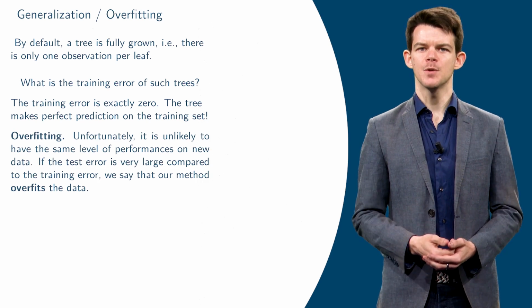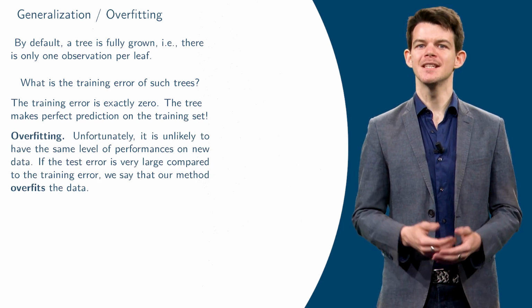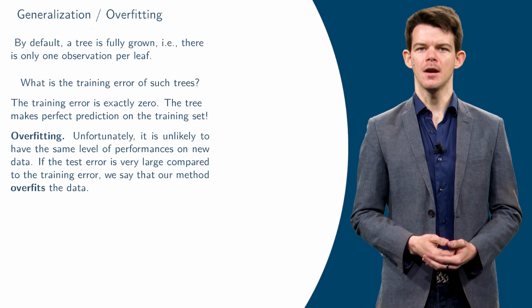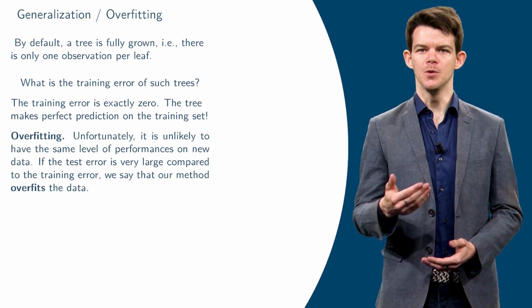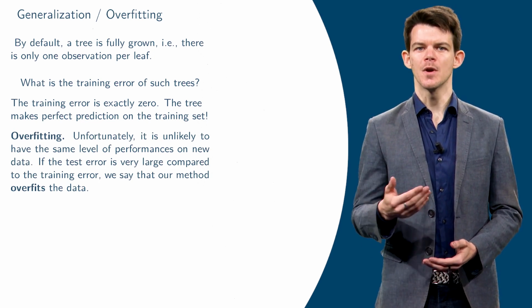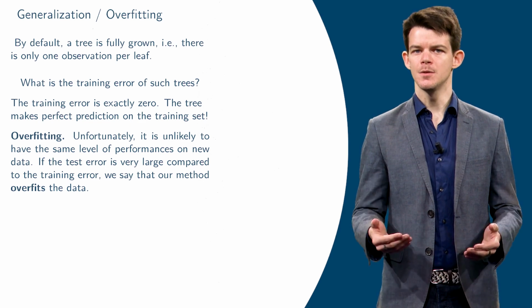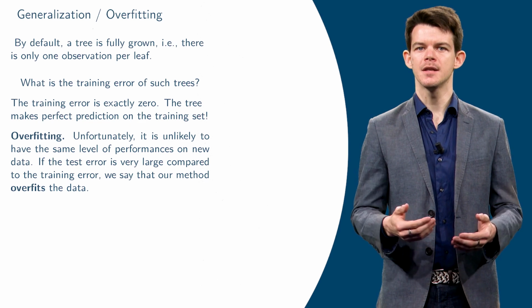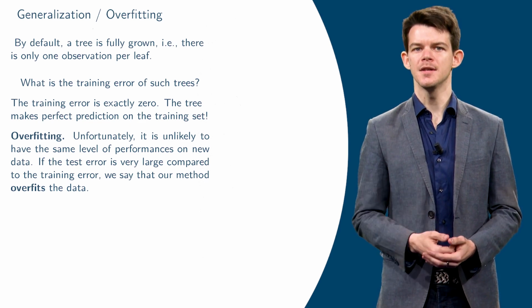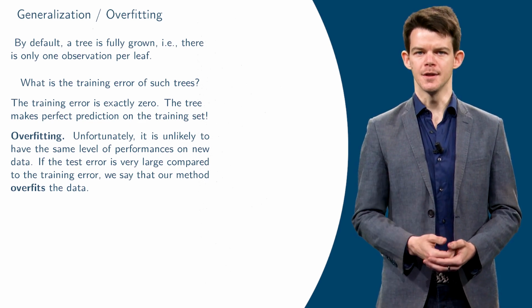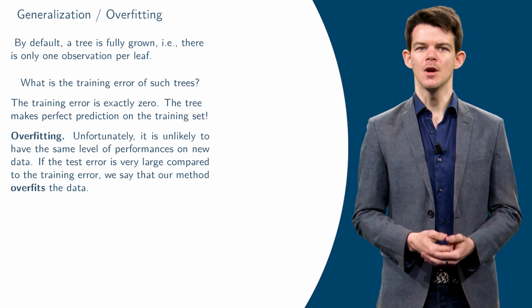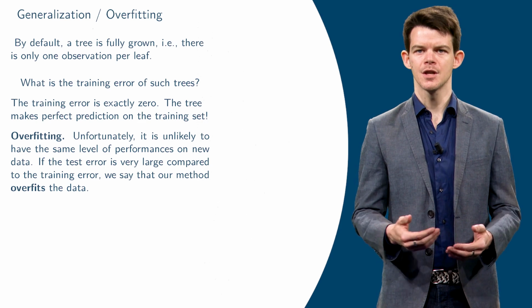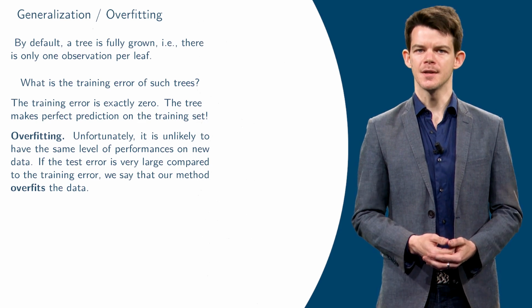Unfortunately, even if the training risk is 0, the tree is not perfect. It is unlikely that the error for this tree on a new set of observations, which were not used to build the tree, is 0. This difference between a very low training error and a high test error, calculated on a new data set, is called overfitting. We say that the tree overfits if its error, calculated on the test set, is large compared to the error on the training set.